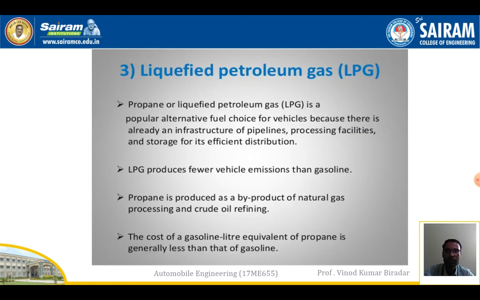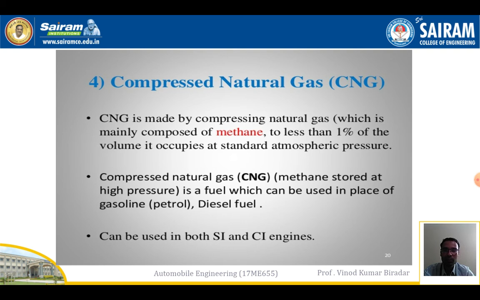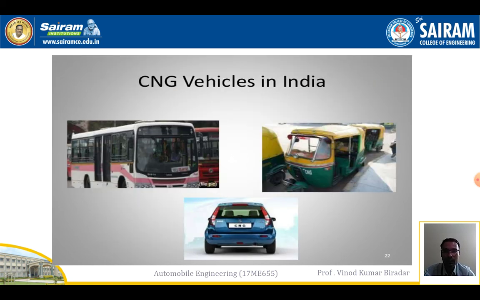Liquefied petroleum gas is also an alternative fuel. The main use of this is that it produces far fewer vehicle emissions than gasoline, okay. Propane is produced as a byproduct of natural gas processing and crude oil refining, which you can use for power, okay. The fourth one is compressed natural gas, CNG, made by compressing natural gas, which is mainly composed of methane, to less than 1% of the volume it occupies at standard atmospheric pressure, okay. It can be used in both SI engines and CI engines. See, these are some of the CNG vehicles which are used in India, okay.